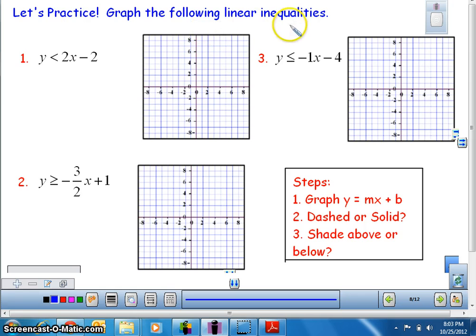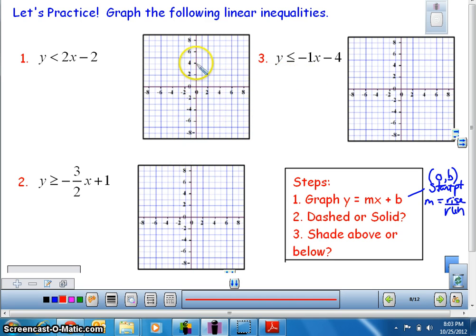Now let's practice a few more. Remember, first step, graph y equals mx plus b. What you're always looking for is your start point, that's our 0, b. Then we are using our slope. And remember, slope is always rise over run. So it's really going to bring everything together for this chapter. I'm going to do number 1, and then I'm going to let you do 2 and 3, and we'll check those tomorrow in class.